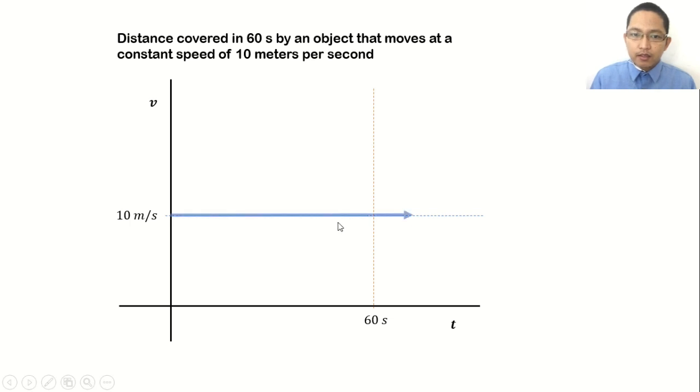That line is this. To find the distance, we get the area under that graph. It is a rectangle, so that is base times height, giving us 10 meters per second multiplied by 60 seconds. This area is 600 meters. The total distance is 600 meters. There.